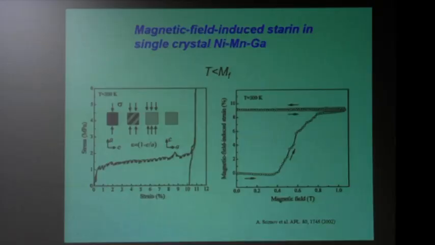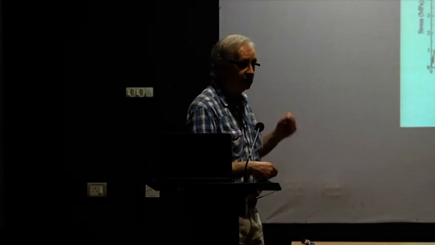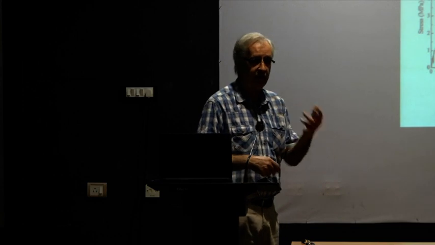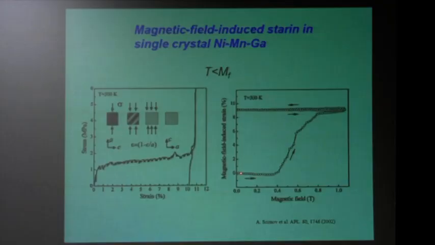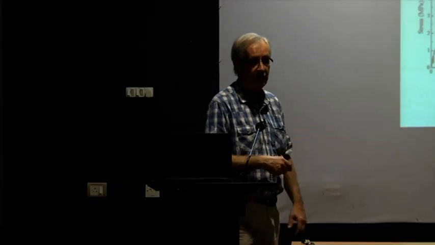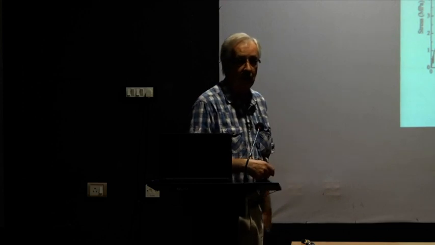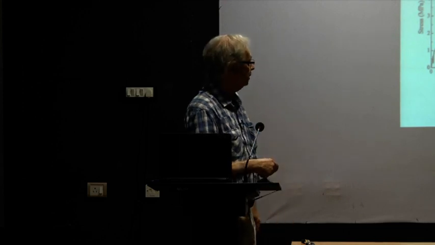But what happens when you apply a magnetic field to this thing? So if you take this in the martensite state, the interesting thing about nickel, manganese, gallium, is that it's ferromagnetic in the martensite state. You apply a magnetic field, and you look at the strain that you induce. In the beginning, there's nothing, and then suddenly, the magnetic field at about 0.5 Tesla starts inducing a strain. So you're making the thing longer or shorter by applying a magnetic field, okay?